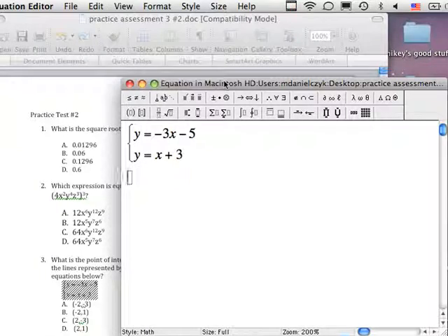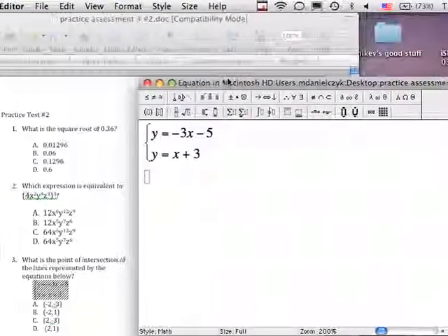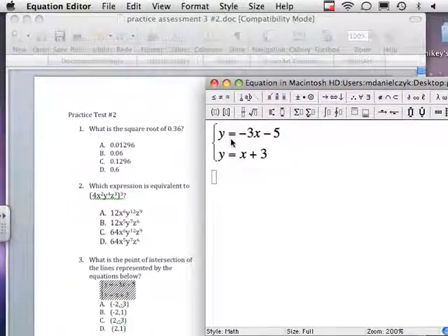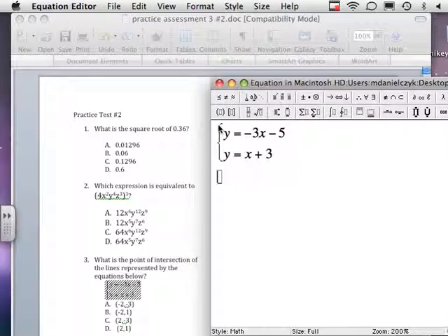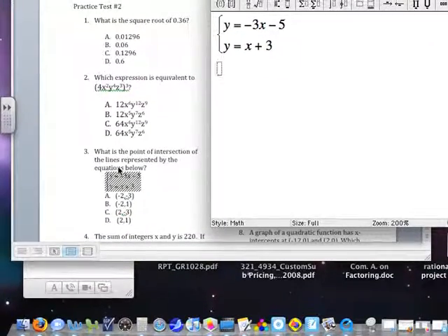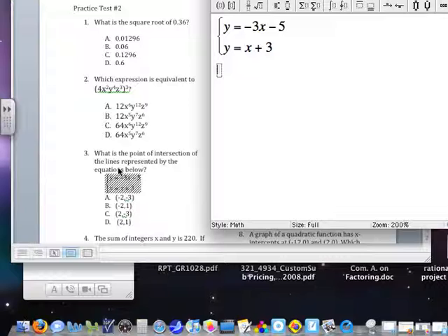Okay, students. Now, for problem number 3, it's asking what's the point of intersection of the lines? I don't really have to read that. They're giving me a system of equations here. I know because I have this big, long parentheses connecting both of them together, and I have 2 equations. And they give me coordinates as my answer choices, and coordinates always mean substitution.